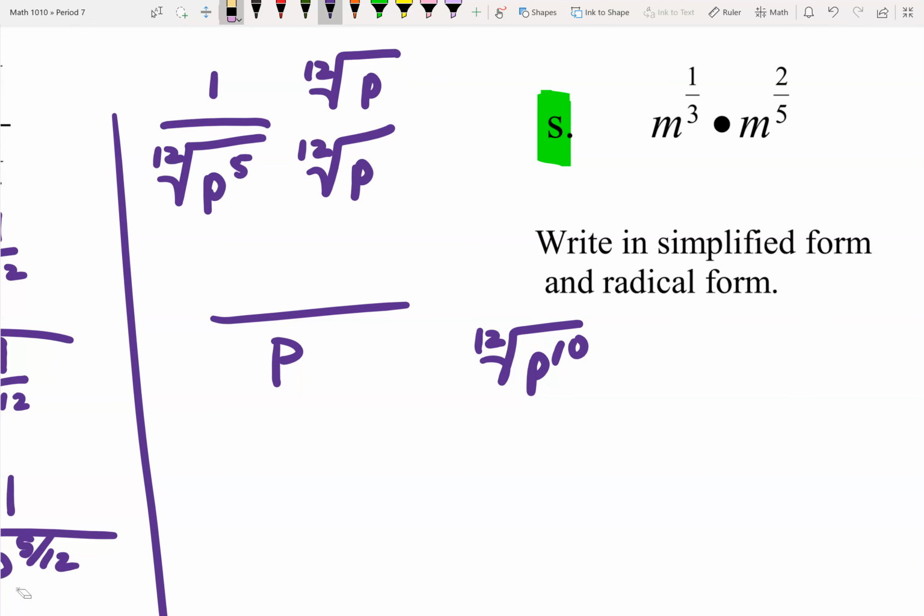I need 12. How many am I missing? I have 5. I need 12. How much am I missing, guys? 7. So this is supposed to be a 12th root of p to the 7th. Now on the bottom, I have a 12th root of p to the 12th, which is a p. That's what I needed. So on the top, I have the 12th root of p to the 7th. That's my answer, and I'm done.